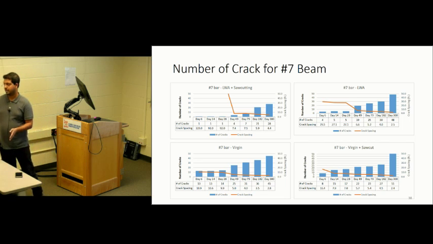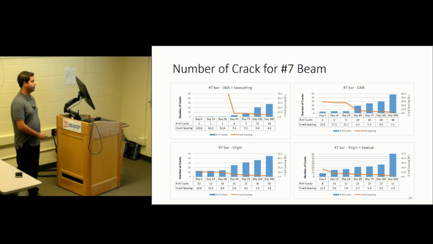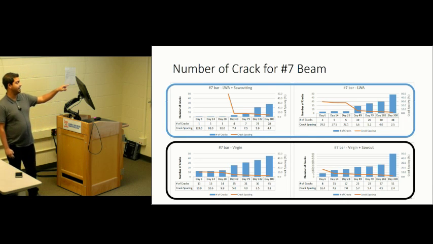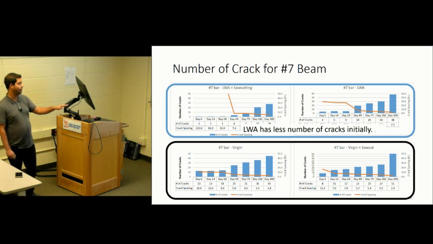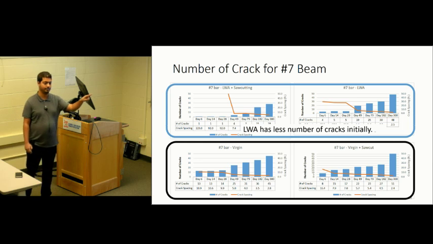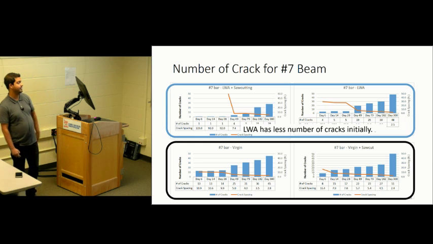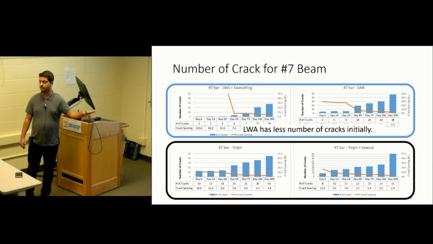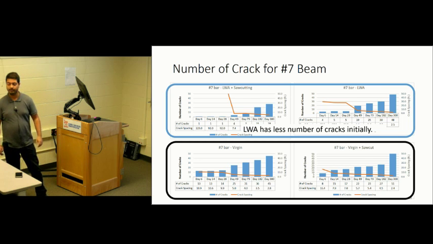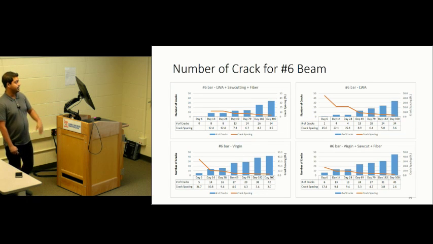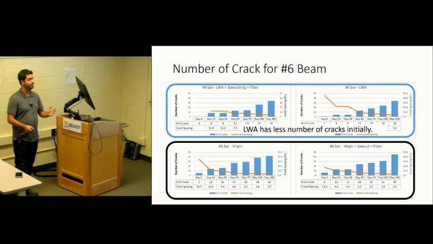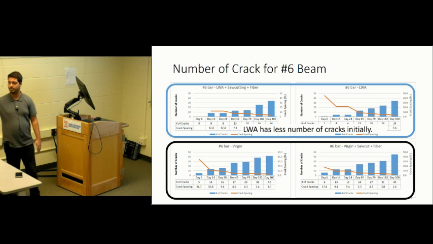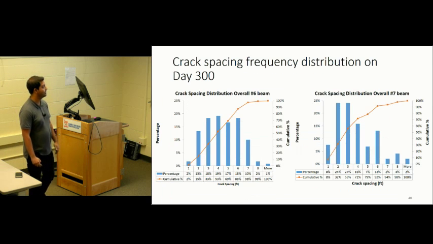And if we look closely at the number 7 bar, the beam is divided into 4 different sections, out of which 2 are lightweight aggregate and 2 are virgin aggregate. If we look closely, we can see that the rate at which cracks develop in lightweight is lower than the rate at which cracks develop in the virgin aggregate. So lightweight has fewer cracks initially, but eventually it will catch up with the virgin aggregate. If we see the trend in the number 6 bar, the bar with lower reinforcement, we see a similar trend. Lightweight has fewer cracks initially, and eventually it will catch up with the virgin aggregate section.